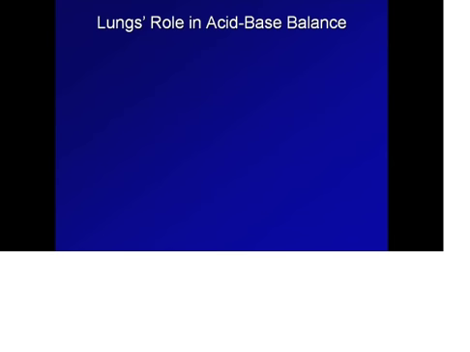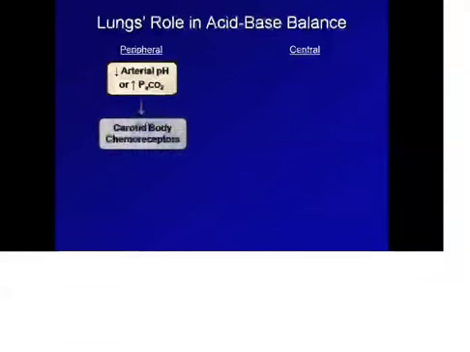There are two general pathways by which the lungs can respond to changes in pH: the peripheral pathway and the central pathway. Let's take a look at how the lungs respond during a period of acidemia. Either low arterial pH or high PCO2, which can be sensed independently of one another, stimulate chemoreceptors in the carotid body, which lies right at the bifurcation of the carotid arteries. This is the same location that senses low arterial oxygen tension as well.